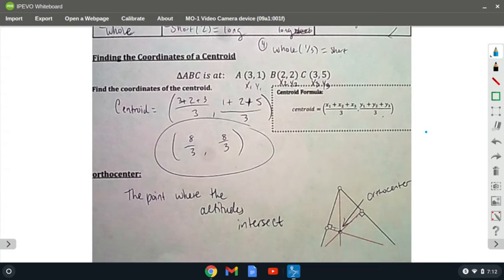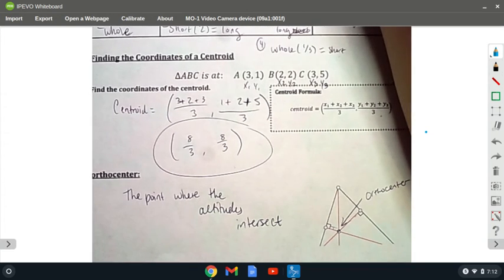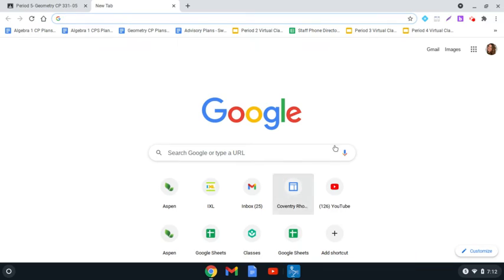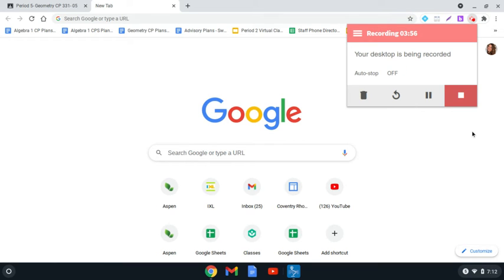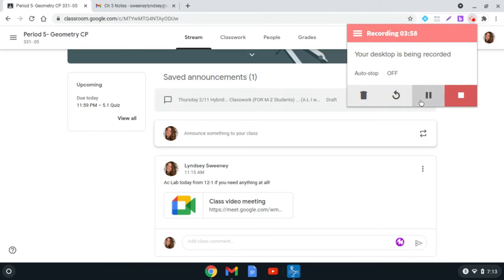And I'm not sure on your paper, but mine is a little cut off here. Just going to check if it's cut off on your paper too. Okay, it seems as though yours is cut off too.